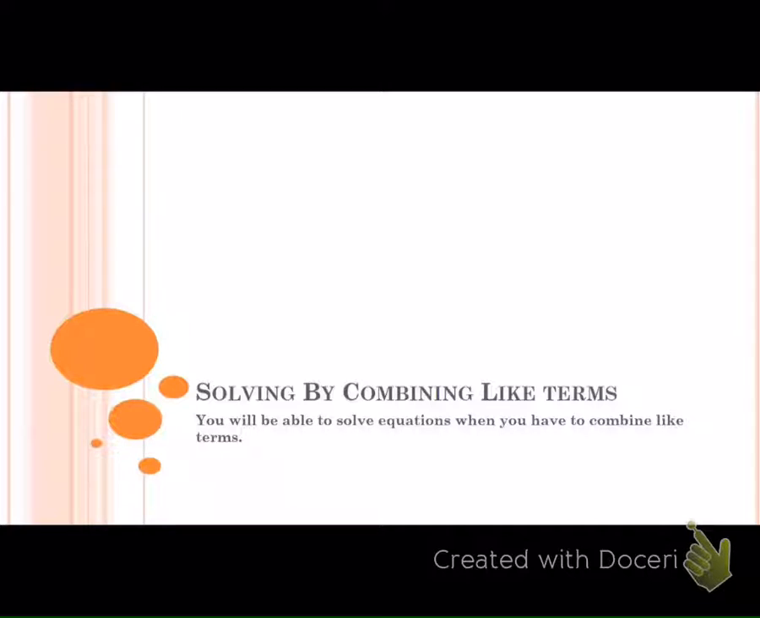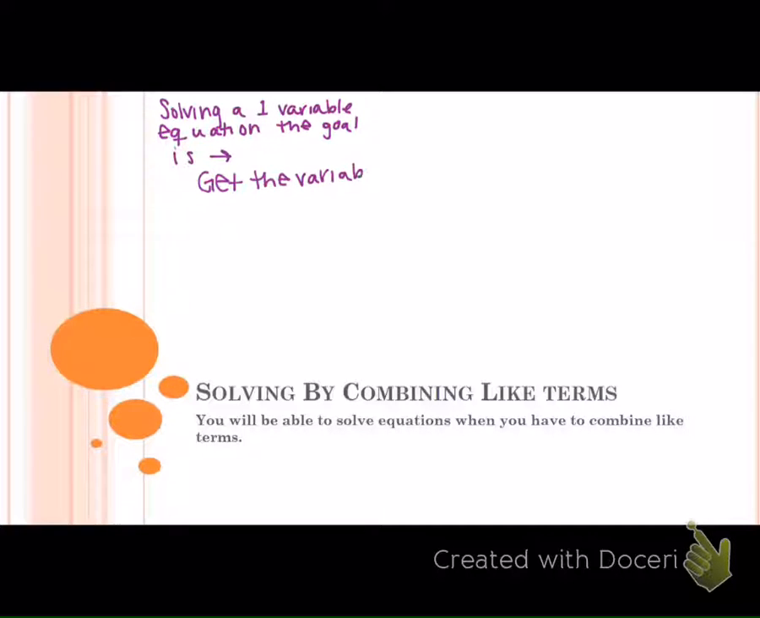So when we're solving a one variable equation, what is the goal? What is the goal when you're solving a one variable equation? Maddie? Get the variable by itself. Good. The goal is to get the variable by itself. So that's the ultimate goal when we go to solve. We're trying to make sure that our variable is by itself.